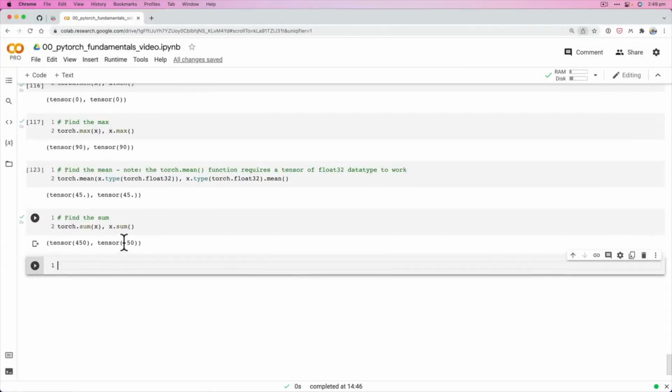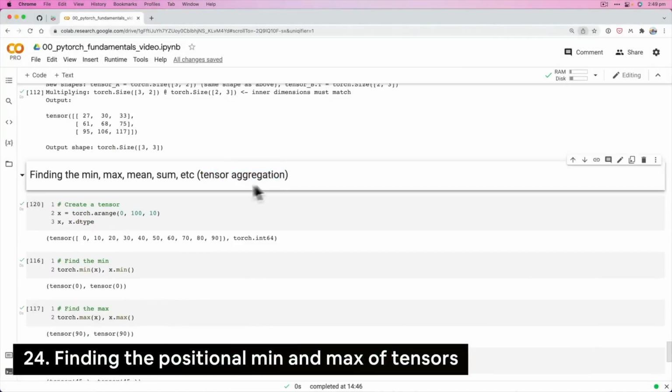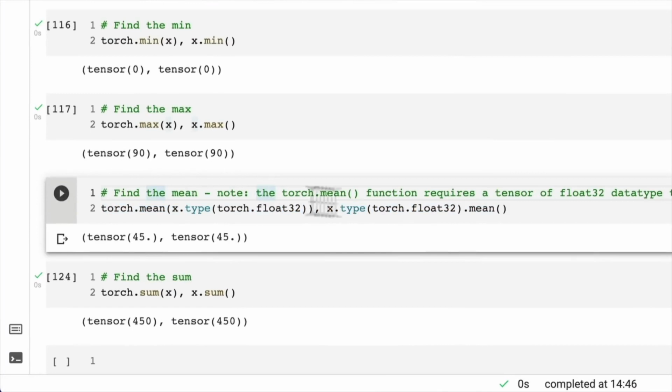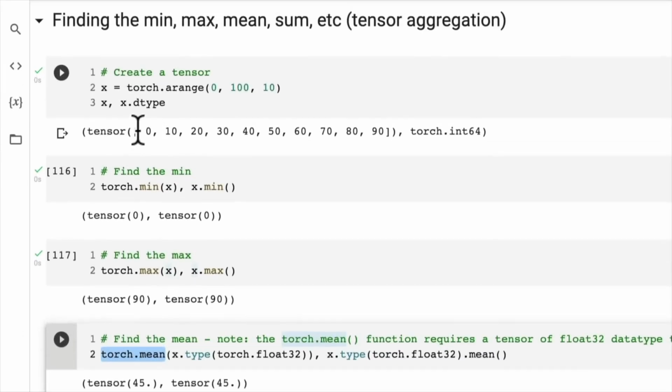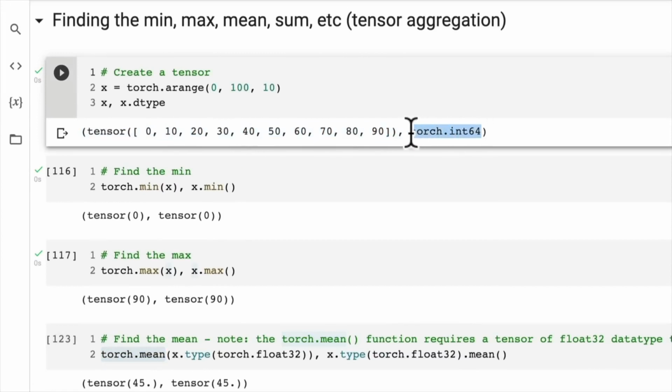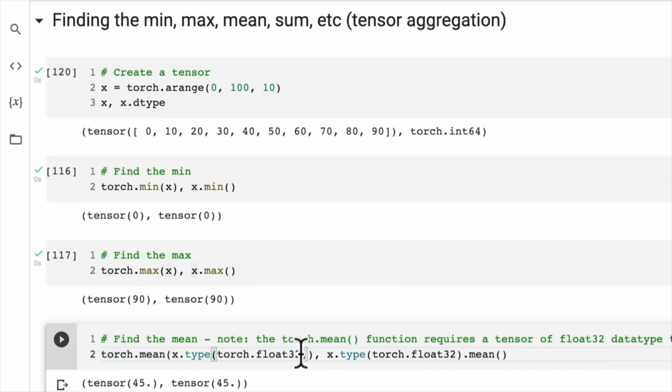Welcome back. In the last video, we learned all about tensor aggregation, and we found the min, the max, the mean, and the sum. We also ran into one of the most common issues in PyTorch and deep learning and neural networks in general, and that was wrong data types. We solved that issue by converting, because some functions, such as torch.mean, require a specific type of data type as input. We created our tensor here, which was by default torch.int64. However, torch.mean requires torch.float32. We saw that in an error. We fixed that by changing the type of the inputs.